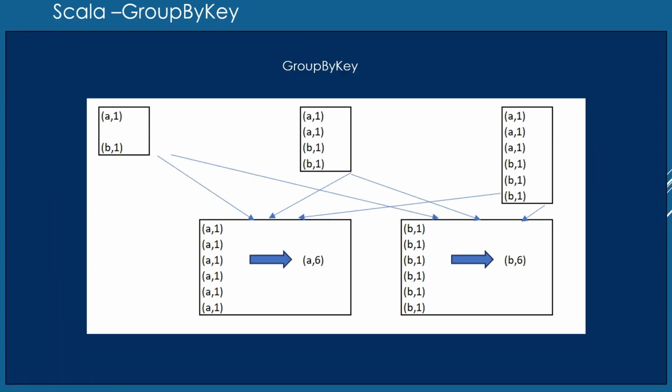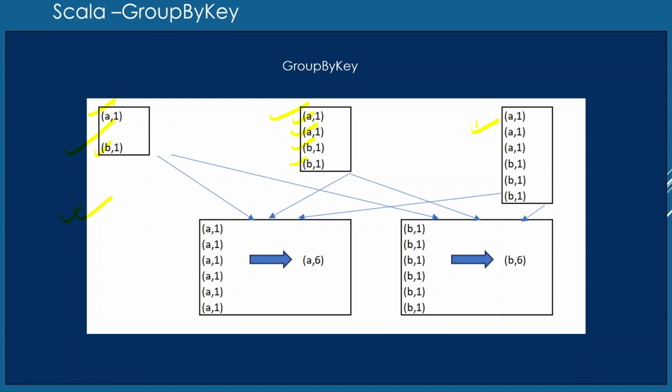Now let's understand GroupByKey with the help of this pictorial representation as well. Suppose this is one partition present in one executor, and the value for key A is 1. Here the value of key B is 1. Similarly, this is one partition present in a different executor. It has two values for key A and two values for key B, and each of the keys A and B has the value 1.